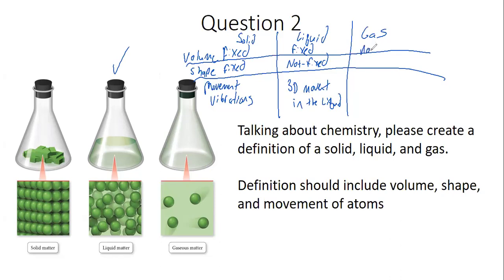Gas, volume, not fixed. So a gas will take the volume of its container. So if you have a balloon and you blow air into that balloon, the air you blow in now has the volume of that gas, where previously it had the volume of your lungs because you blew it from your lungs into the balloon. The shape, not fixed. It takes the shape of whatever it's in. Movement, 3D. It has like no boundaries. It can move 3 dimensions in the whole container, and it can spin, it can vibrate as well.